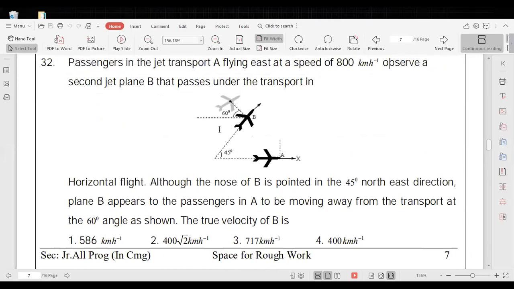Passengers in the jet transport A flying east at a speed of 800 km per hour observe a second jet plane B that passes under the transport in horizontal flight. Although the nose of B is pointed in the 45-degree northeast direction, plane B appears to the passenger in A to be moving away from the transport at the 60-degree angle as shown. The true velocity of B. Okay, now you see the board.